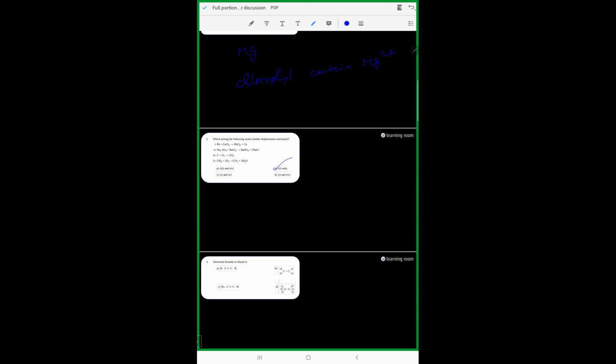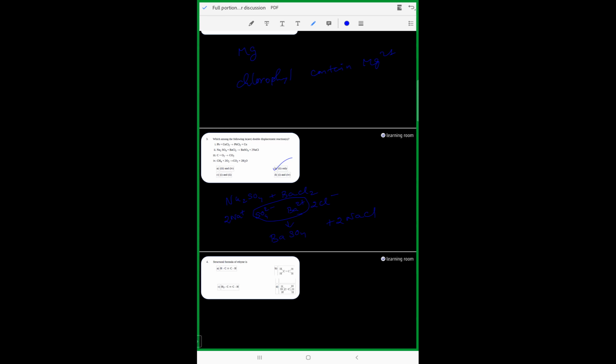This is the double decomposition, because double displacement reactions are those in which ions of the reactants are exchanged to form new compounds as products. Here, sodium sulfate gives 2Na plus and SO4 2 minus. Barium chloride gives Ba2 plus and 2Cl minus. They exchange to give barium sulfate plus 2NaCl. So it's a double decomposition reaction. Okay.